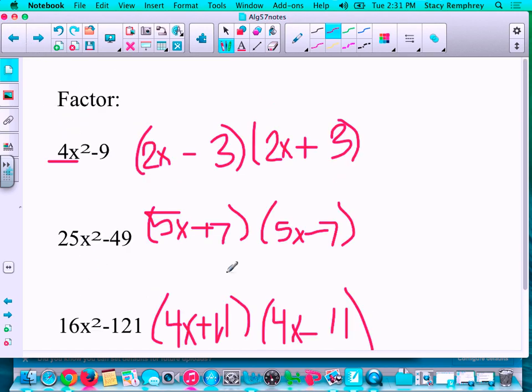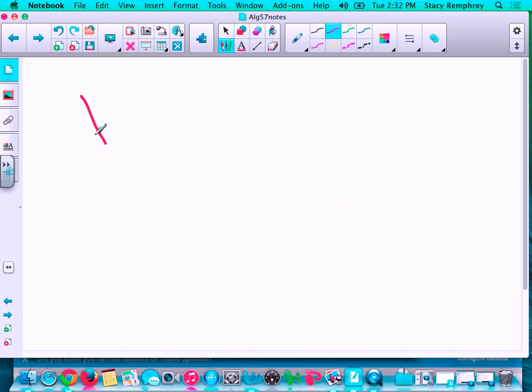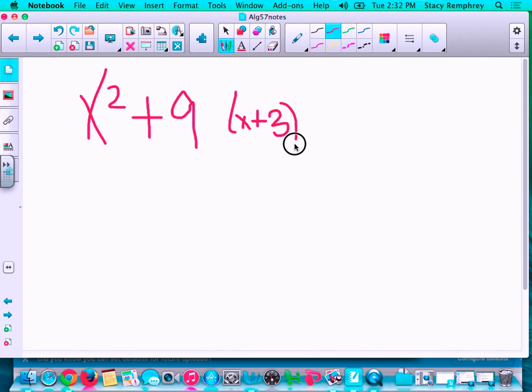Okay, so now be aware, I'm going to add a couple extra slides here. If it's x squared plus 9, let's say, some of you are going to say, oh, it must be x plus 3, x plus 3. Okay, now multiply that out. That is going to actually give you a middle term. Okay, that's not going to work.